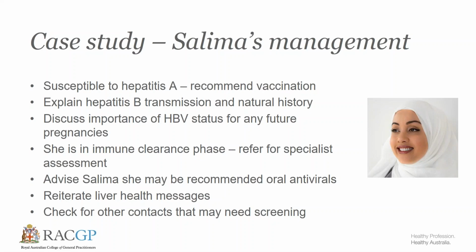But it's also important for her to have the other liver health messages that you're giving, and check if there's any other contacts that may need screening, because clearly in this family there is a risk of hepatitis B. So maybe siblings, other sexual partners. So it's important to explore all that.